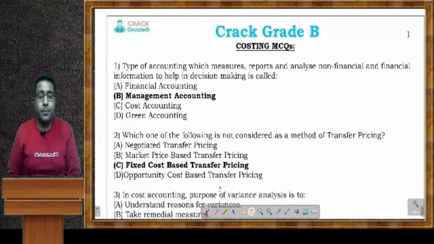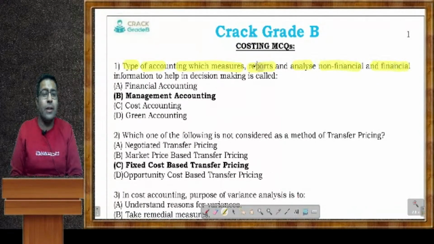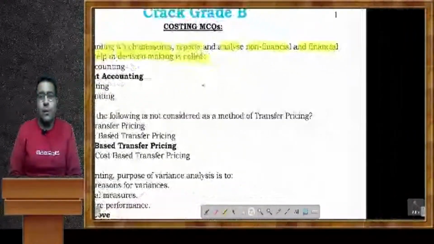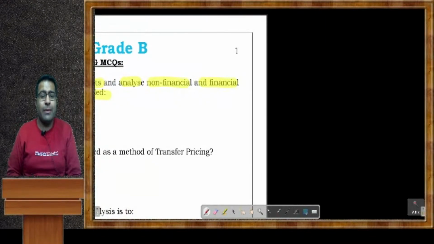Just look at here. Question number 1. Type of accounting which measures, reports and analyzes non-financial and financial information to help in the decision making is called. Means they are asking about type of accounting. Okay, so for solving this question, first of all, you have to have the knowledge about accounting. So first of all, we are discussing about accounting.